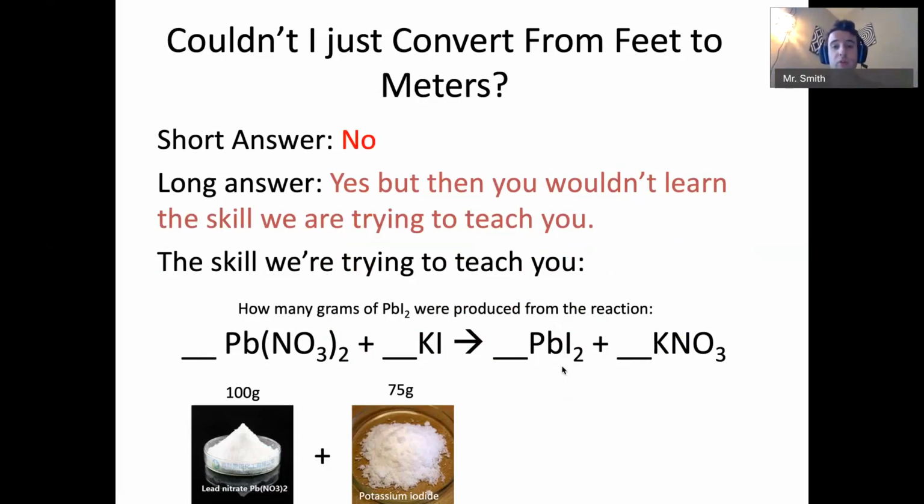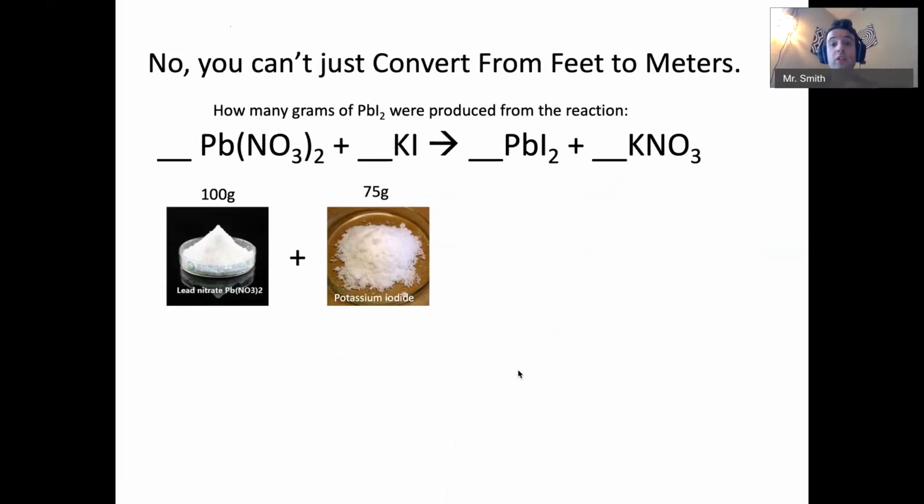Maybe they're trying to produce PbI2 as a part of like a shampoo product. So they want to figure out, well, how much of each chemical do I need in order to produce PbI2? That's kind of a real world example, and this is an actual skill that chemists use all the time. Anyways, here's what you're going to need to do in order to do this.